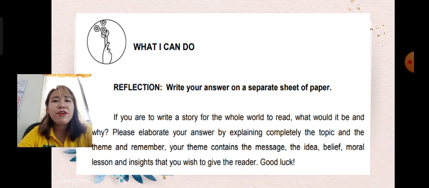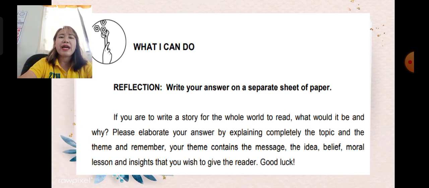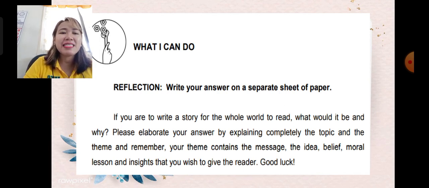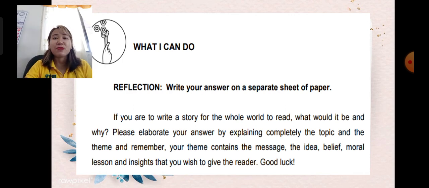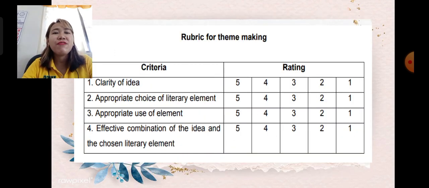And then, for the reflection paper, write your answer on a separate sheet of paper. If you are to write a story for the whole world to read, yung mga gusto nyong gawing storya na gusto nyong mabasa ng buong mundo. So, what would it be and why? Please elaborate your answer by explaining completely the topic and the theme. And remember, your theme contains the message, the idea, belief, moral lesson, and insights that you wish to give the reader. So, good luck and thank you for today.